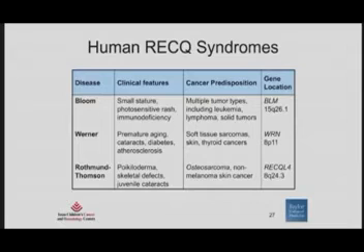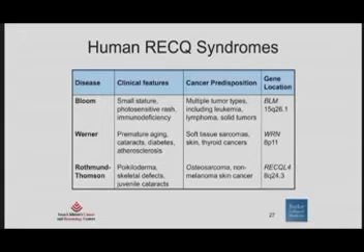As I mentioned earlier, there are 3 human diseases associated with the RECQ genes: Bloom syndrome, Werner syndrome, and Rothmund-Thomson syndrome. All 3 syndromes share similar features of growth insufficiency, some features of premature aging, and skin findings. Importantly, they all have a risk for cancer predisposition. However, the types of cancer differ between the different diseases.